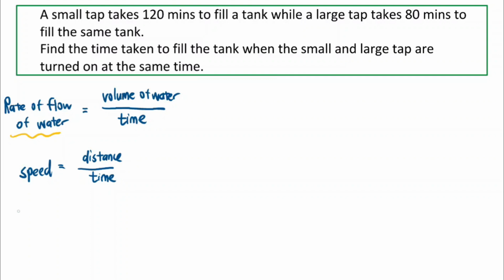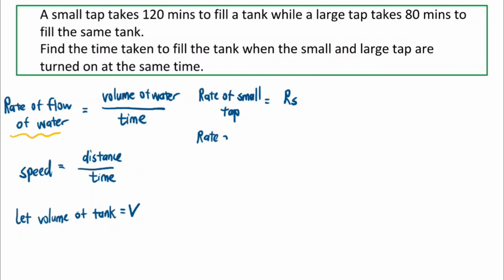So first, let me define some variables. Let the volume of the tank be V, and the rate of flow of water in the small tap, let it be RS. And similarly, for the rate of flow of water for the large tap, let it be RL.